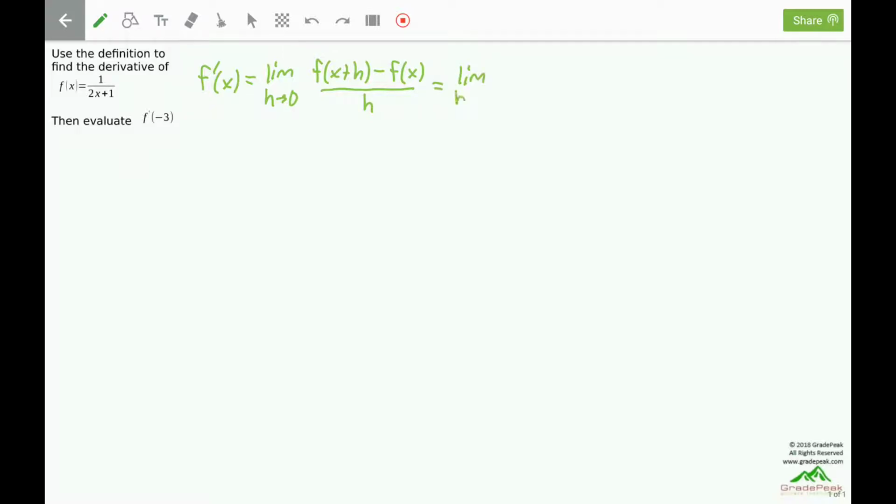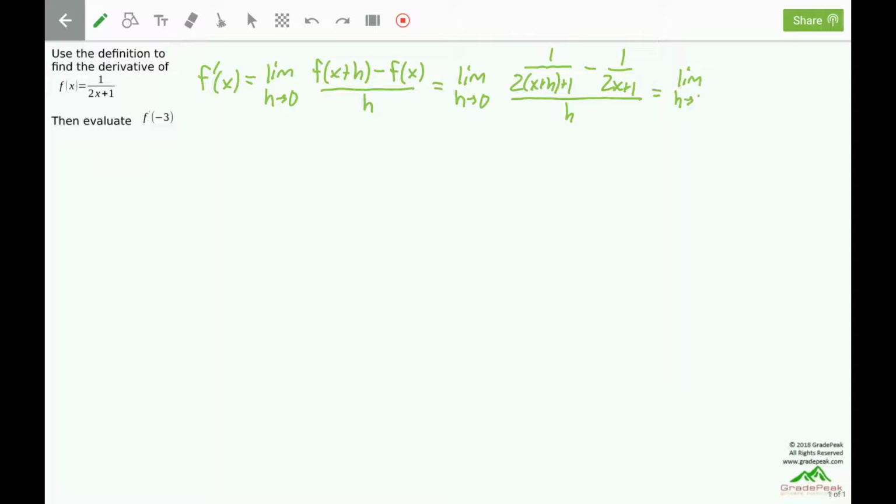The next thing to do is formulate what f of x plus h is. f of x plus h will be f of x replacing x with x plus h. f of x is 1 over 2x plus 1. f of x plus h will be 1 over 2x plus h plus 1. Subtract from that f of x, which is 1 over 2x plus 1, and then all of that is divided by h.